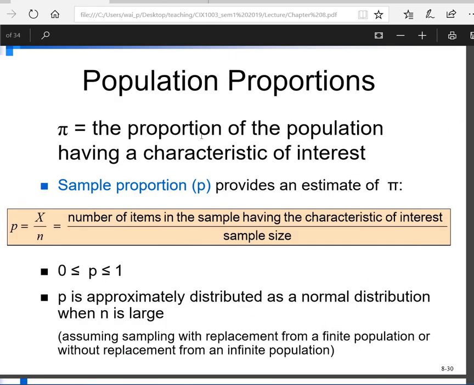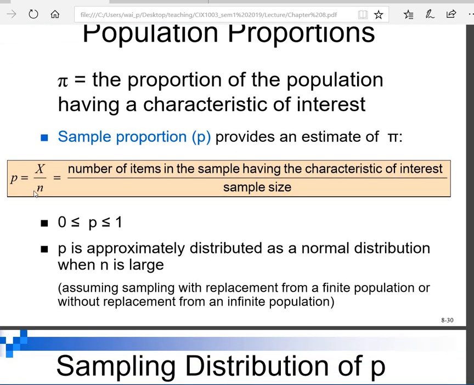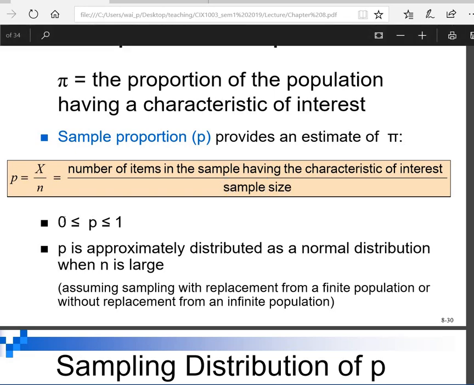Then we will go to the last subtopic, population proportion. The symbol is pi. For sample proportion, we use P. I repeat, population proportion pi, sample proportion P. P is equal to the number of items in the sample having the characteristic of interest divided by the sample size, and our answer should be between 0 and 1.